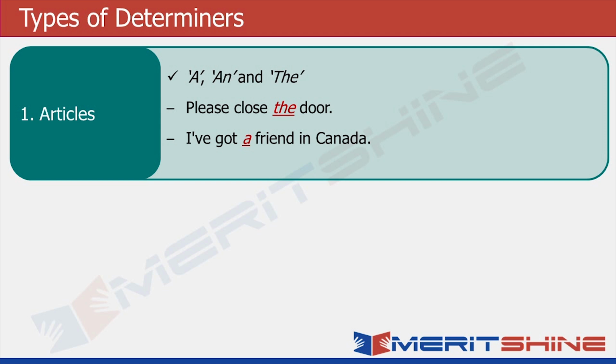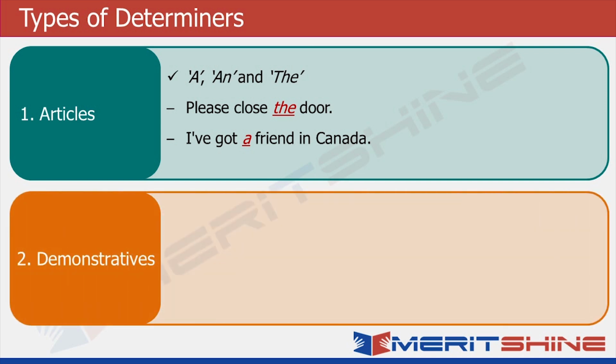A specific noun takes the article the, whereas an unspecific singular countable noun takes an article a or an. Unspecific plural countable and uncountable nouns do not take any articles. We have covered articles extensively in our earlier videos. I would suggest you have a look at them to understand articles better.